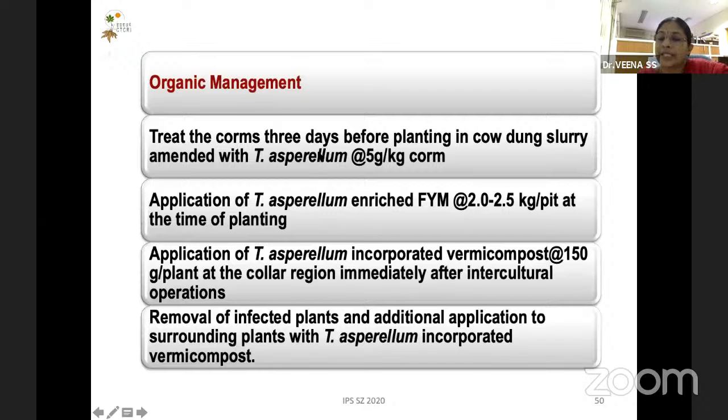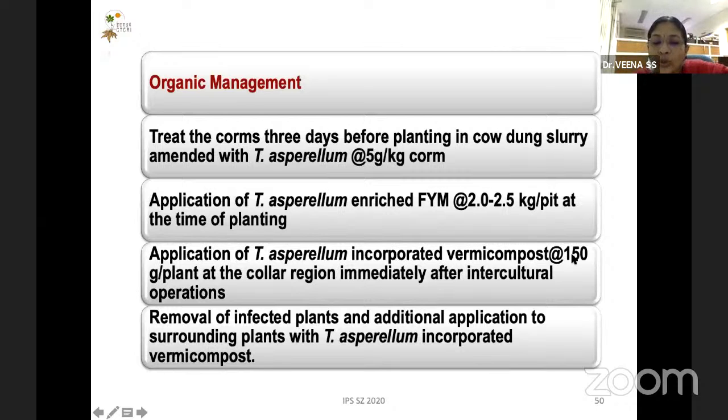Another separate strategy we have is for the organic growers. In this case, treat the corms 3 days before planting in cow dung slurry amended with Trichoderma asperellum. Apply Trichoderma asperellum enriched farmyard manure or vermicompost, whichever you can, at the time of planting. And once again, apply Trichoderma asperellum incorporated vermicompost at the collar region immediately after intercultural operation.